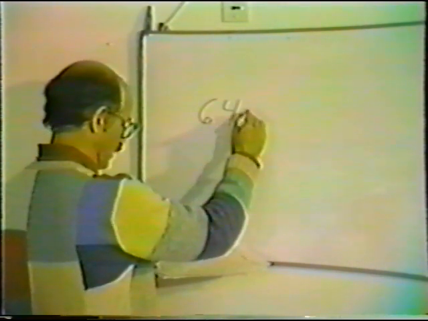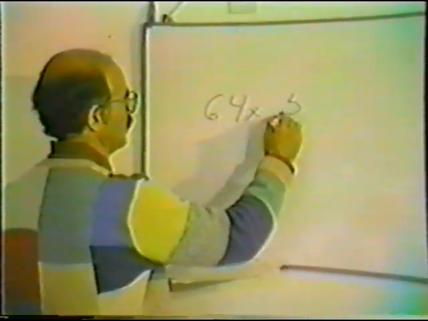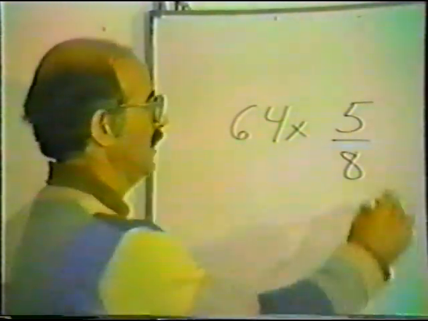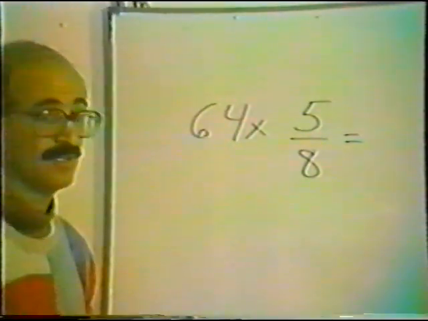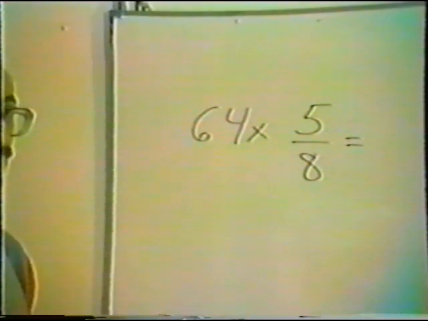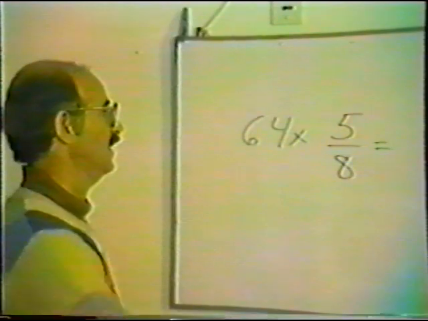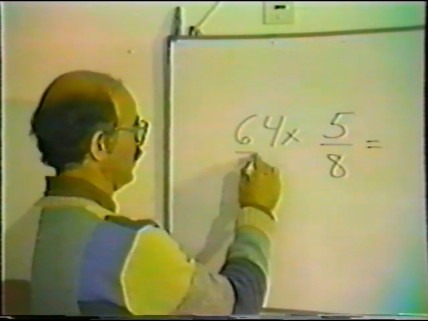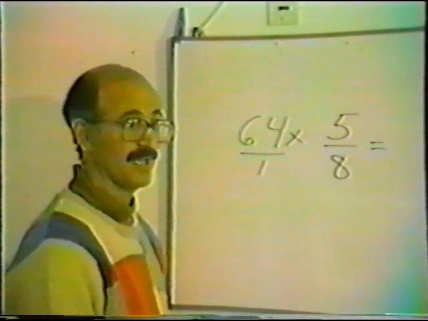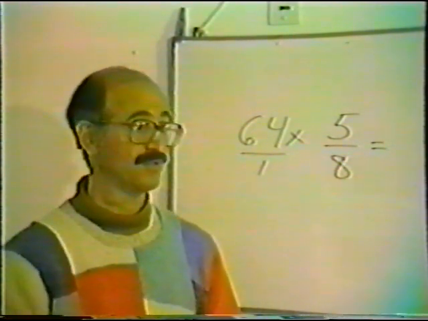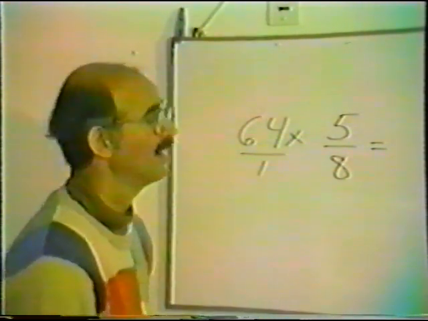64 times 5/8. What shall I do? What do I do with the 64? Yes, you can say write a 1 under it, or you can say put it over 1, which is the way we usually say it. We'll put it over 1.